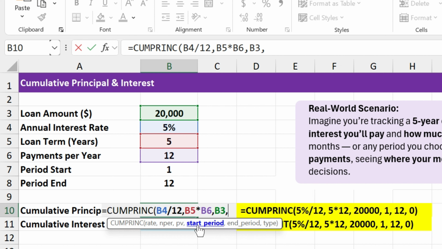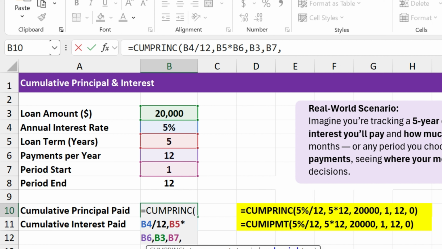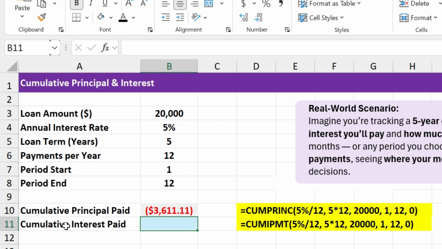For the start period, I'll put 1 and the end period is 12. I'll finish with a 0 to show payments are made at the end of the period. Let's see. That's the total principal paid in your first year.